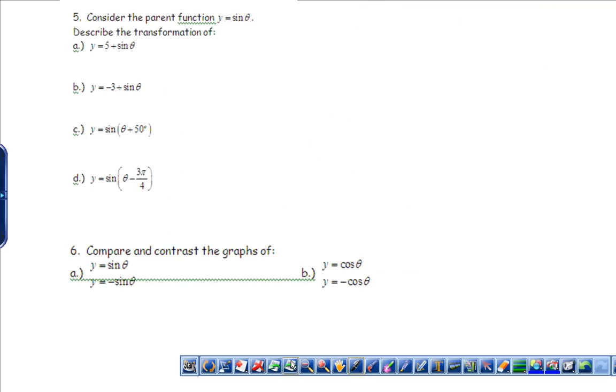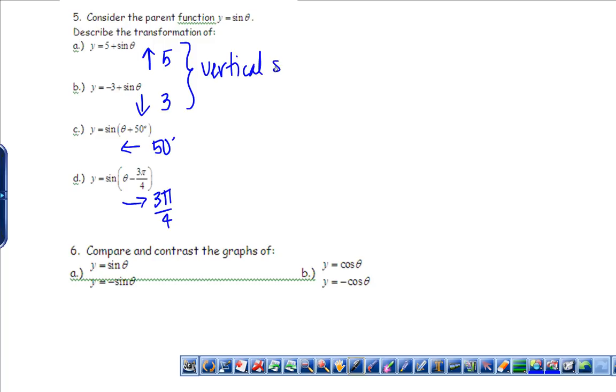Okay, now this just kind of sums everything up. If you have your function and it says +5, of course this is going to be a shift up 5. This is going to be a shift down 3. Now we haven't had any of these, but we're going to get to this. This is going to be, remember, inside the parentheses, a shift left of 50 degrees. This is going to be a shift right of 3 pi over 4. So these are going to be vertical shifts. And this right here is going to be horizontal shifts.